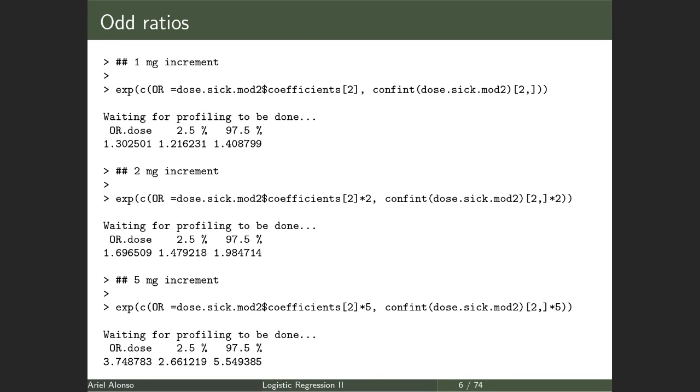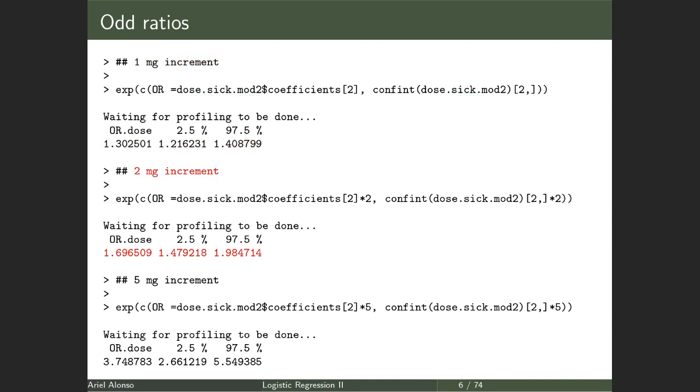Fine, now that you have your fitted model, you can start trying to interpret the coefficients better. We know the effect of dosing was positive, so the larger the dosing, the larger the probability of getting sick, but you can quantify that in a different way. If you exponentiate the coefficients like we are doing over here, and you exponentiate the associated confidence interval, then you see that an increase of 1 milligram in dose implies a 30% increase in the odds of being sick. So just 1 milligram more in dose, and the odds of getting sick have increased by 30%.